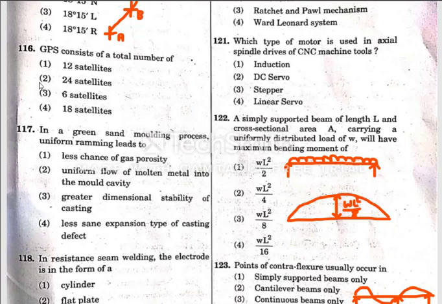This is a simply supported beam which carries a UDL, uniformly distributed load W per meter, and the bending moment for this span is like this. Maximum bending moment will occur at the center of the span, that is WL square by 8. So WL square by 8 is the maximum bending moment at the center of the span for a simply supported beam. Option 3 is the correct option for this question.